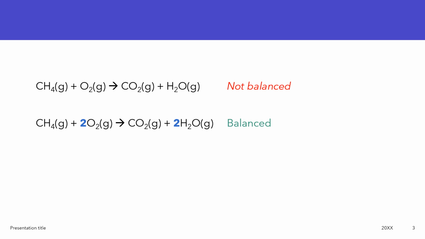So now let's look at this equation again to see if it's balanced. We have carbon, 1 on the reactant, 1 on the product. Hydrogen, 4 atoms in the reactant side and 4 in the product. Oxygen, 4 in the reactant and 4 in the product. Perfect. This equation is now balanced.